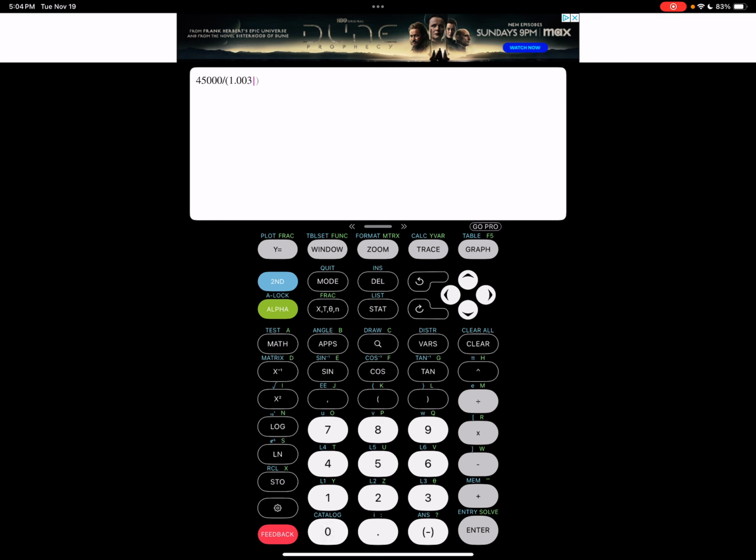1.003. And then inside the parentheses, I'm going to raise this to the power of 12. Close that parentheses. And then let me go down because it's going to close the parentheses for me now. Y'all see that? It closes the parentheses. Now, it does the exponent in the parentheses. Y'all see that on there?